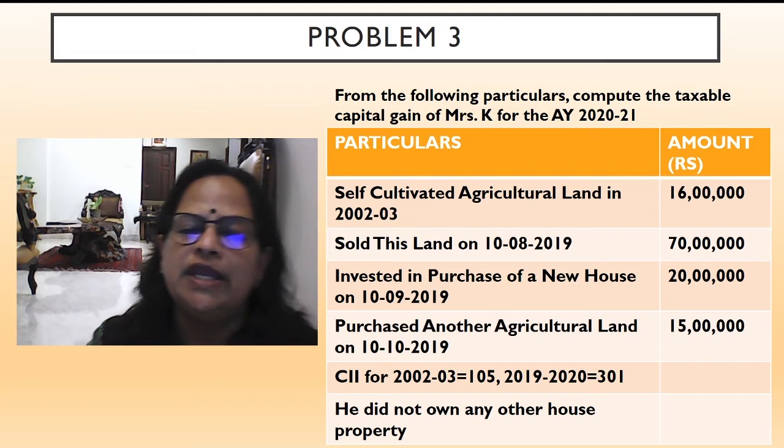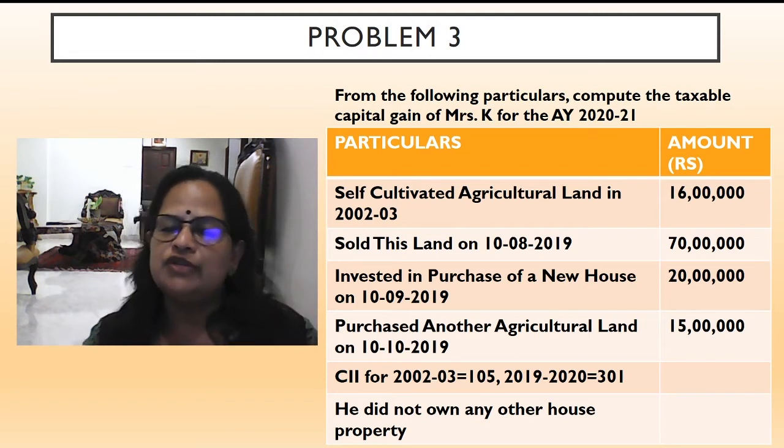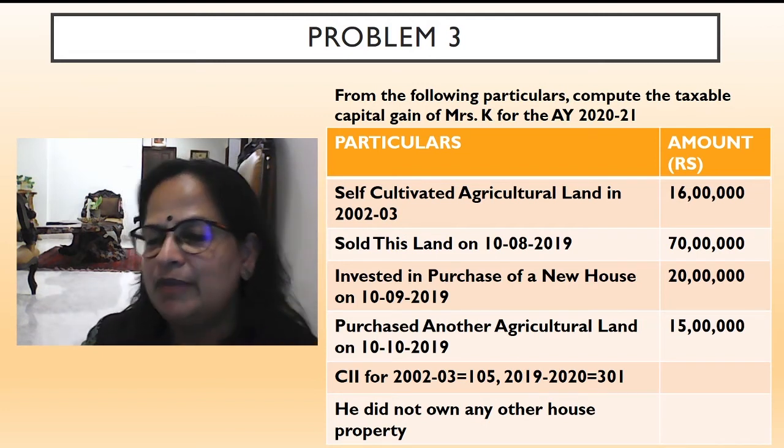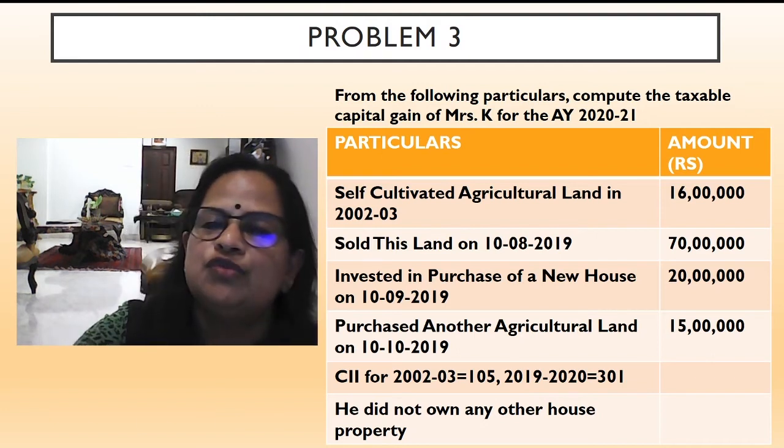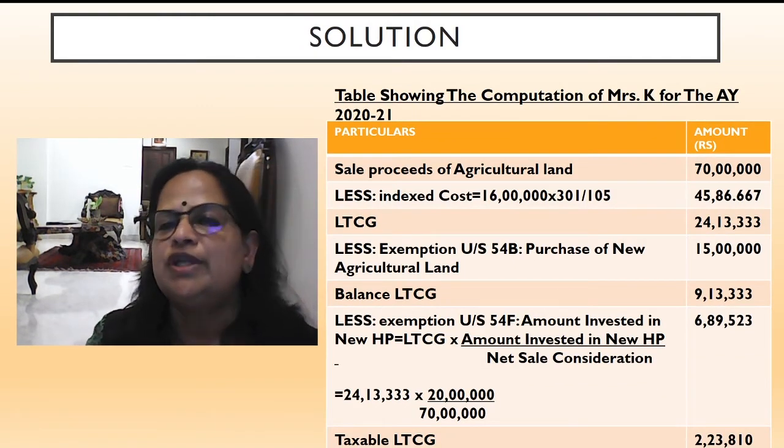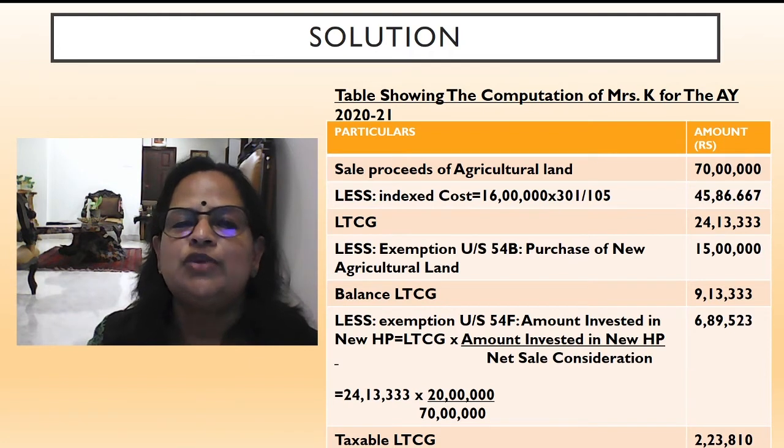He did not own any other house property. So here you have to remember two sections will be applicable. One is 54, one is 54B. Now table showing the computation of Mrs. K for the assessment year 2021.